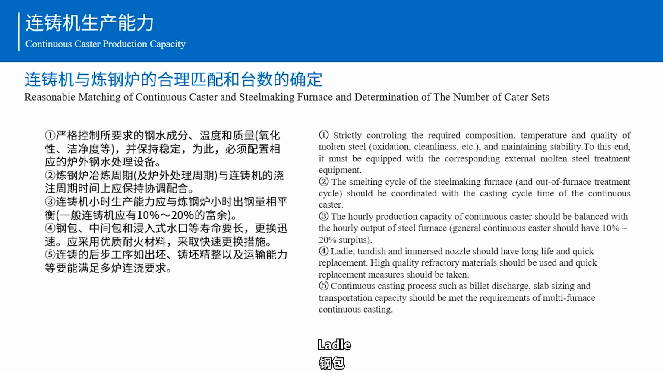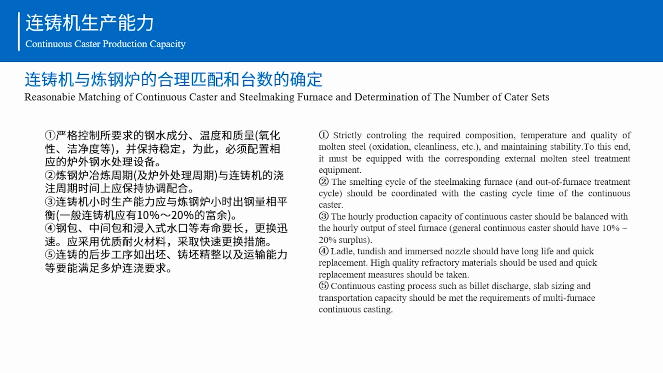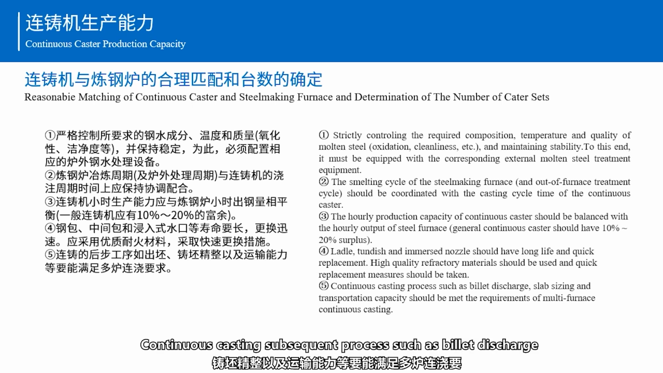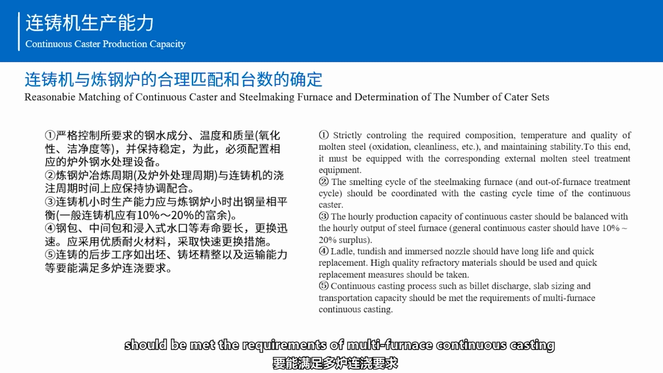Fourth, ladles, tundishes, and submerged nozzles should have long life and quick replacement. High quality refractory material should be used. Quick replacement measures should be taken. Fifth, continuous casting subsequent processes such as billet discharge, slab sizing, and transportation capacity should meet the requirement of multi-furnace continuous casting.